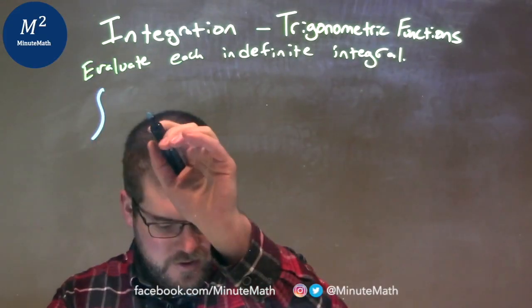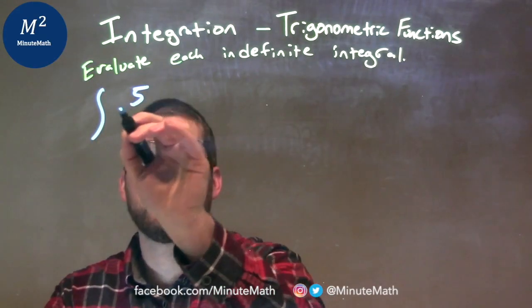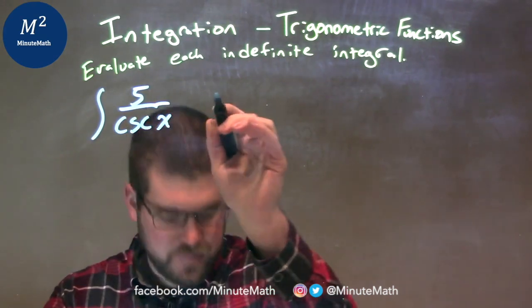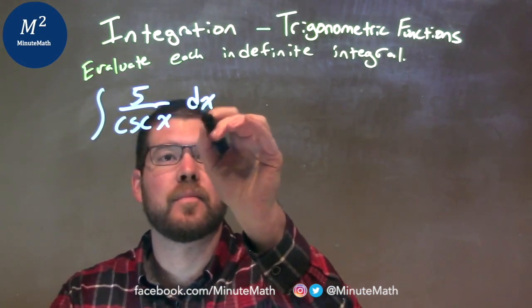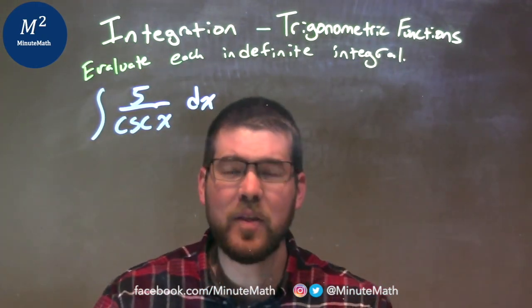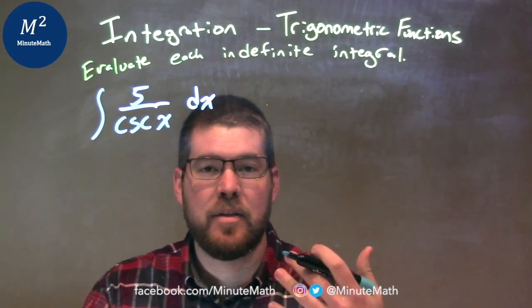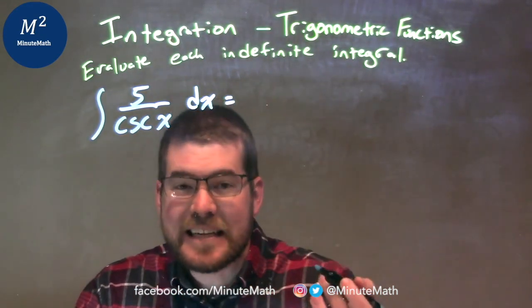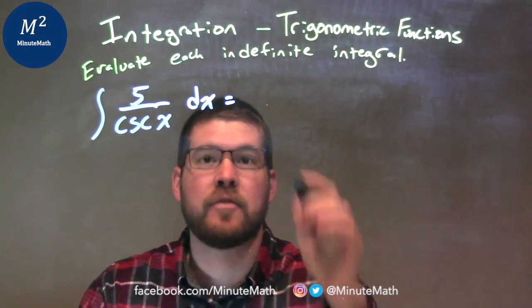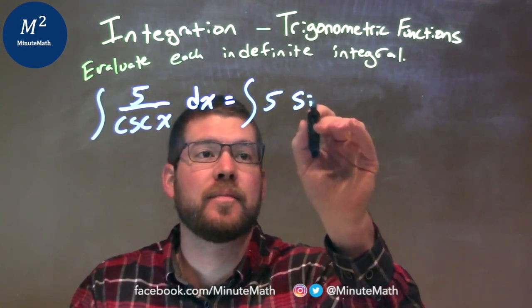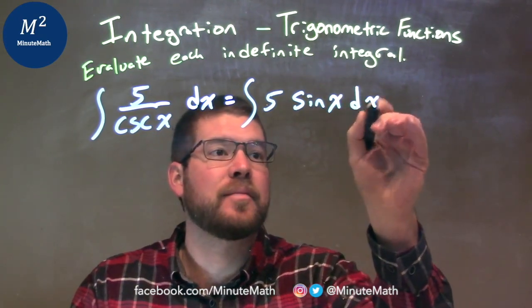The integral here of 5 over cosecant of x dx. Okay? One of the things I like to do is simplify this before I take the integral. I know 1 over cosecant of x is sine of x, so this is the same thing as the integral of 5 sine of x dx.